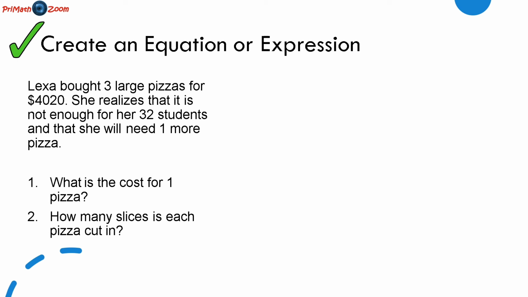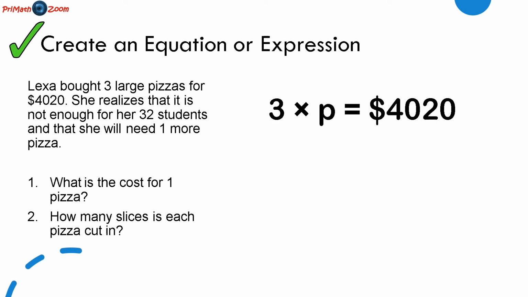Also, another strategy that we can employ is to create an equation or expression. So here we have the Lexa story problem again. We know that she bought 3 large pizzas for $4,020. So to answer what is the cost for one pizza, this is enough information that we'll need. Here we can say 3 times P, which represents pizzas, equals $4,020. So 3 times pizza equals $4,020. And we can also write this as 3P equals $4,020.